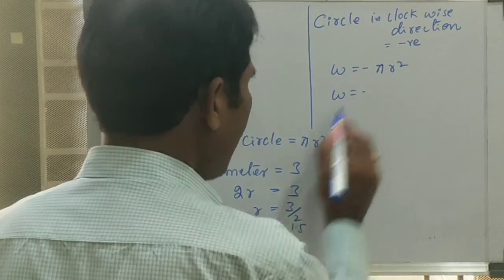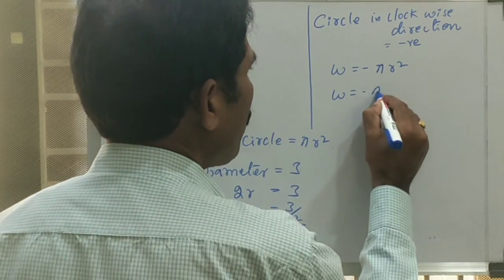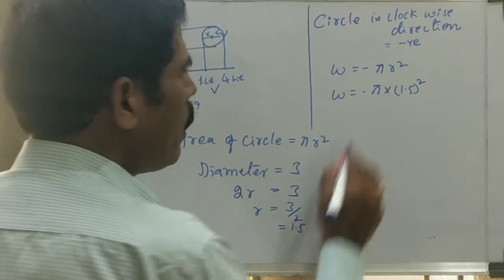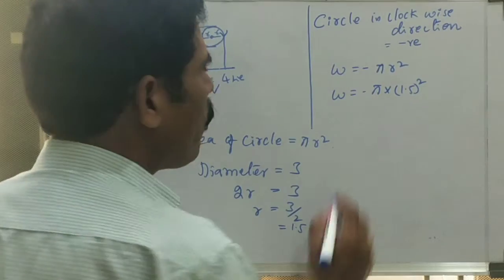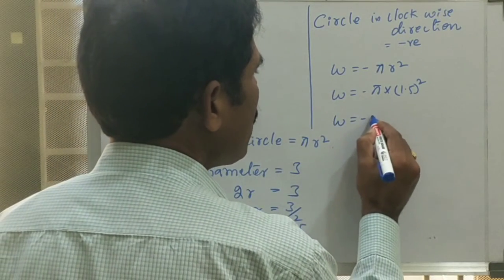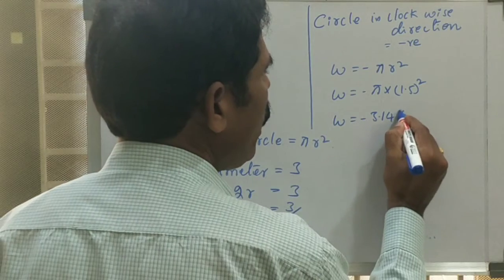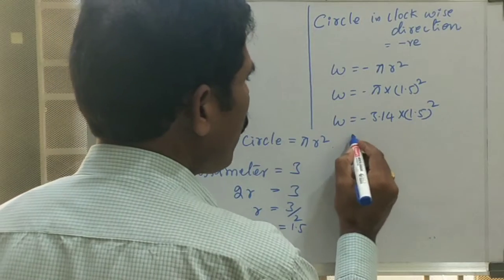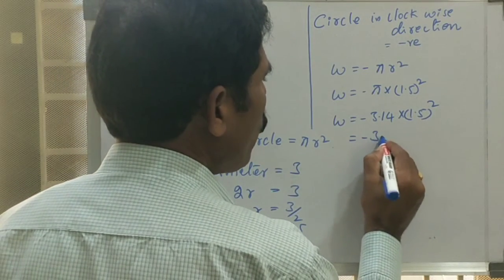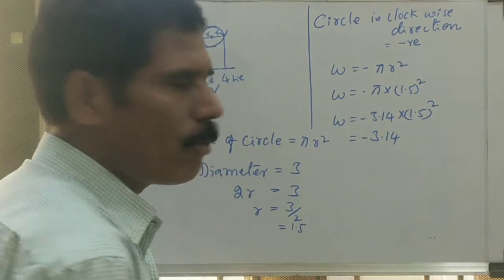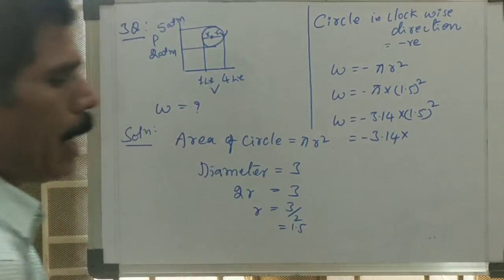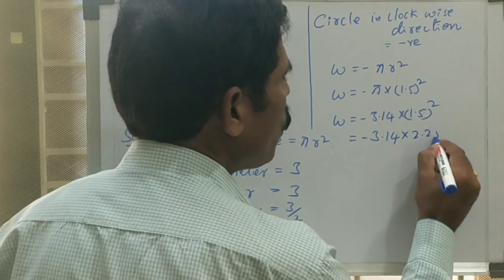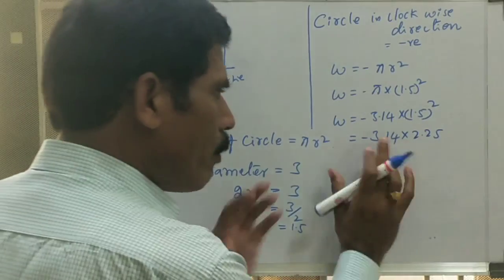So W is equal to minus pi into 1.5 whole square. Pi value you know is 3.14. So W is equal to minus 3.14 into 1.5 whole square. This is equal to minus 3.14 into, that is approximately 2.25, right? You have to multiply.